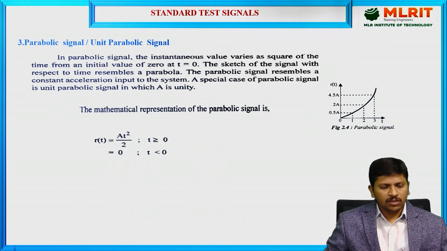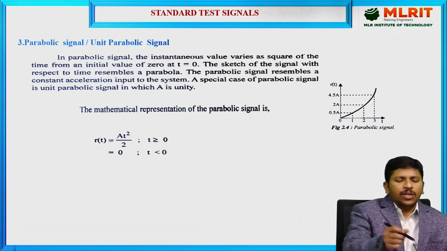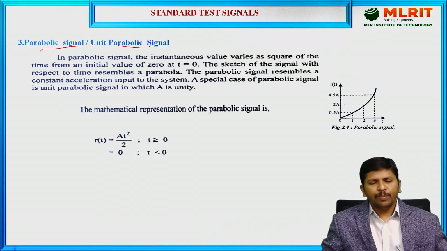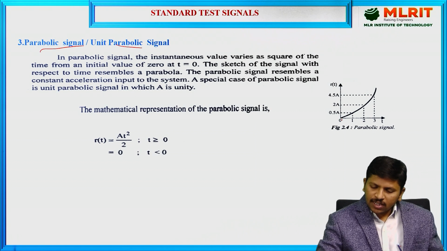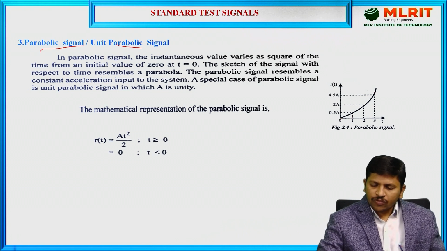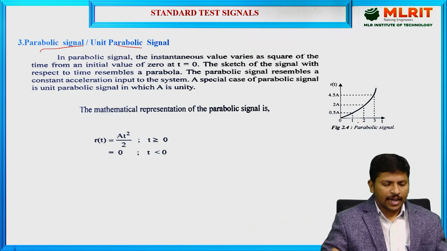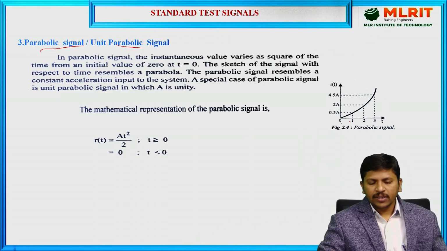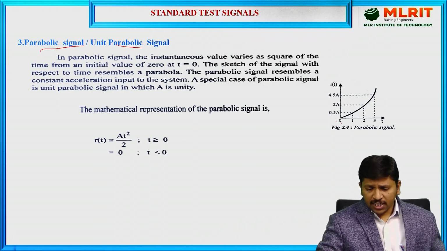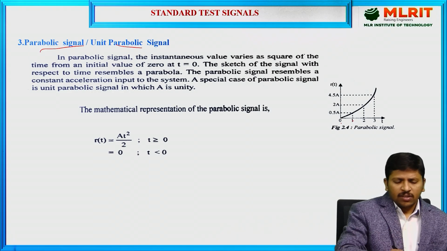Next, coming to the third signal, the parabolic signal, or unit parabolic signal. In the parabolic signal, the instantaneous values are the square of the time, t equals 0, 1, 2, 3, and so on, squared, from an initial value of 0 at t equals 0. The instantaneous values are A t squared.